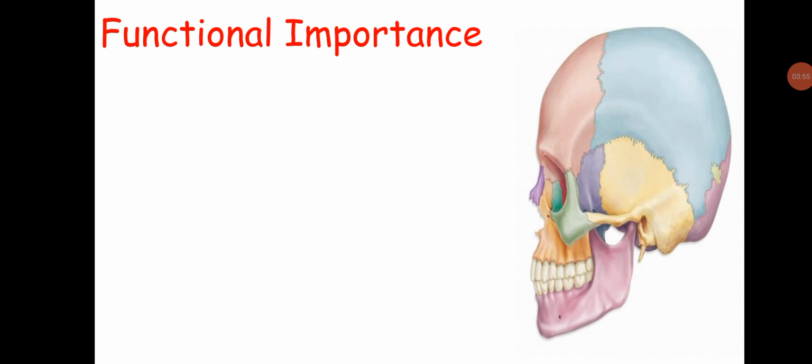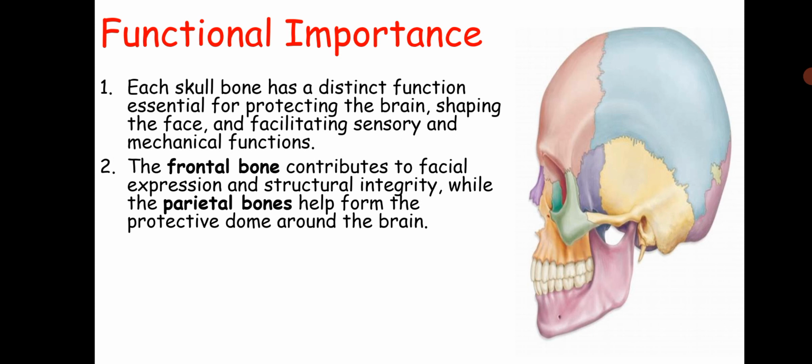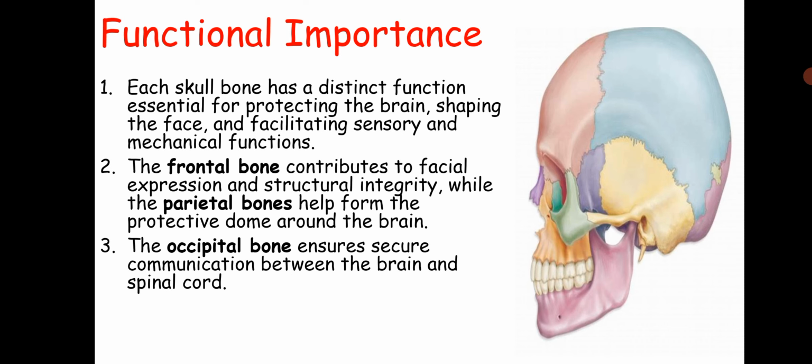Now let's talk about the functional importance of the skull bones. Each bone has its own importance, and now we will talk about them. As we know, each skull bone has distinct functions essential for protecting the brain, shaping the face, and facilitating sensory and mechanical function. So the first functional importance of bone we are going to talk about is the frontal bone that contributes to facial expression and structural integrity, while the parietal bone helps in protection of the brain, forming the dome-shaped structure around the brain. Next we have the occipital bone that ensures secure communication between the brain and spinal cord.